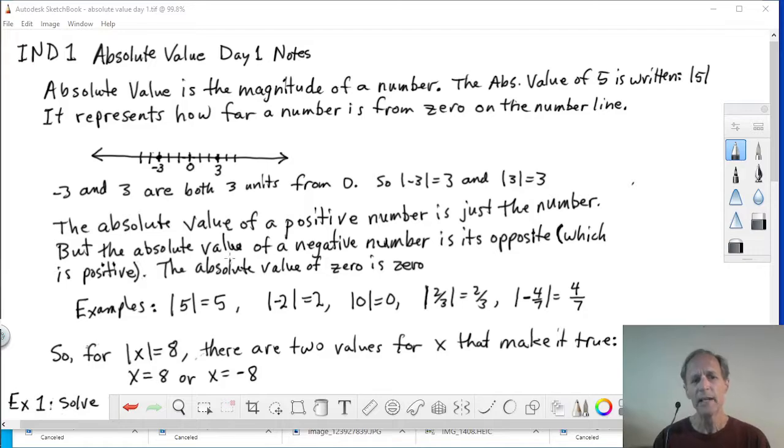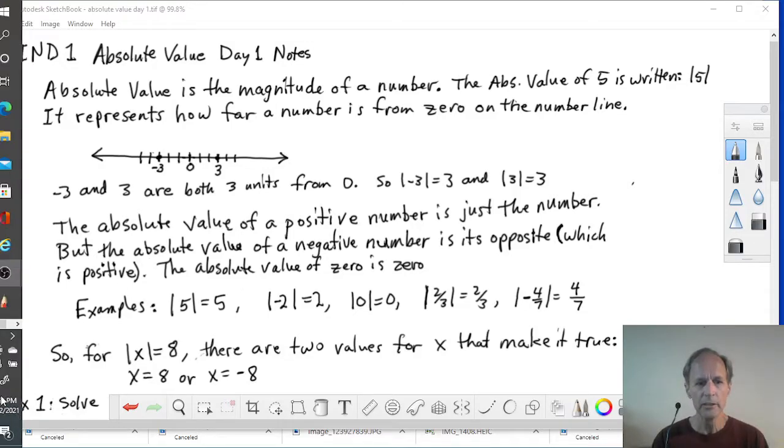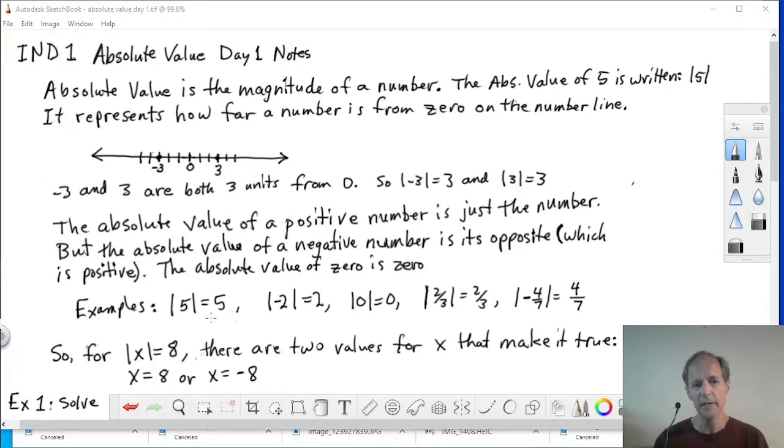So the absolute value of a positive number is just the number, but the absolute value of a negative number is its opposite. And that's going to be positive. The absolute value of 0 is just 0. Quick examples: absolute value of 5 is 5. The absolute value of -2 is 2. Absolute value of 0 is 0. Absolute value of 2/3 is 2/3. Absolute value of -4/7 is 4/7.